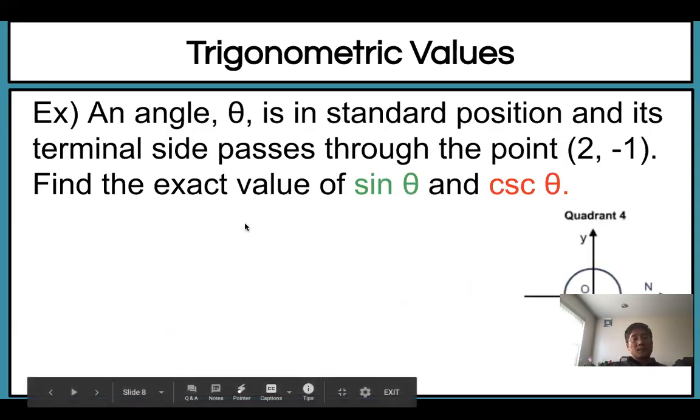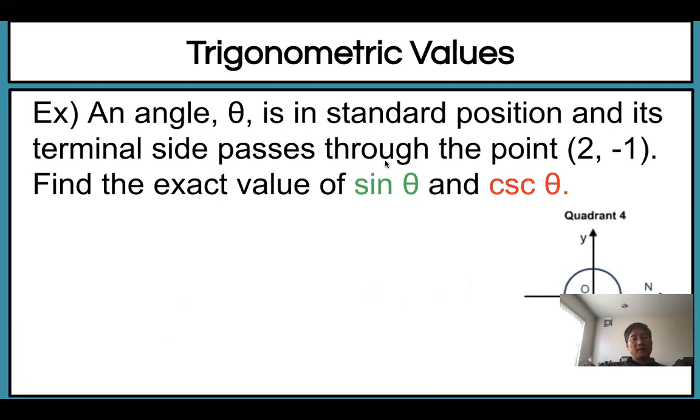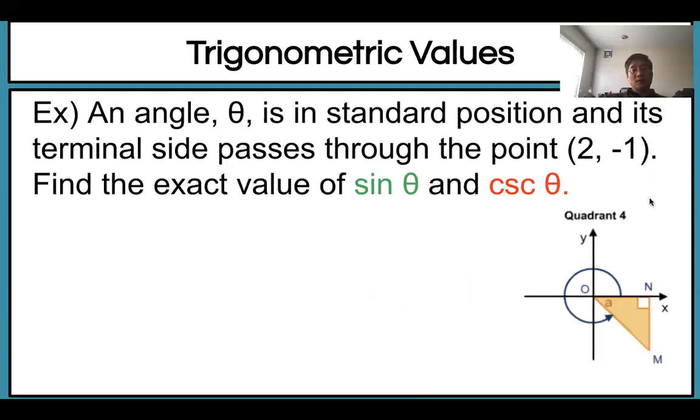An angle is in the standard position and its terminal side passes through the point (2, -1). X is 2, y is -1, right? So which quadrant is it? Yes, quadrant 4: 1, 2, 3, 4. At this point, to make a right triangle, what do you do? You draw a vertical line to the x-axis. Then you will have a right triangle like this. Then what is the exact value of sine of the angle?